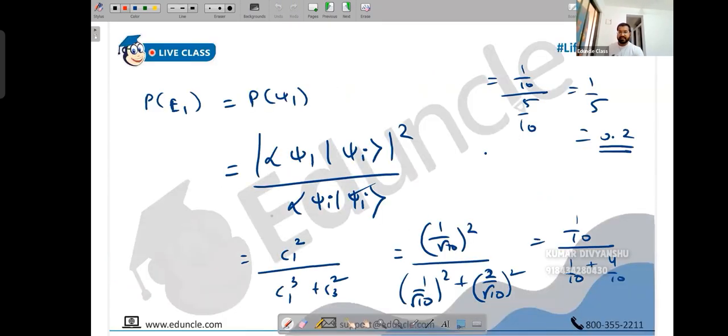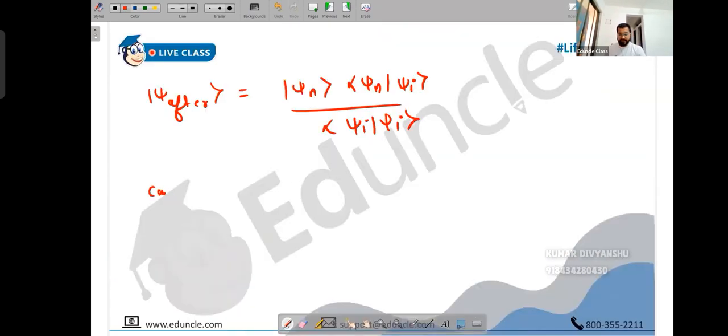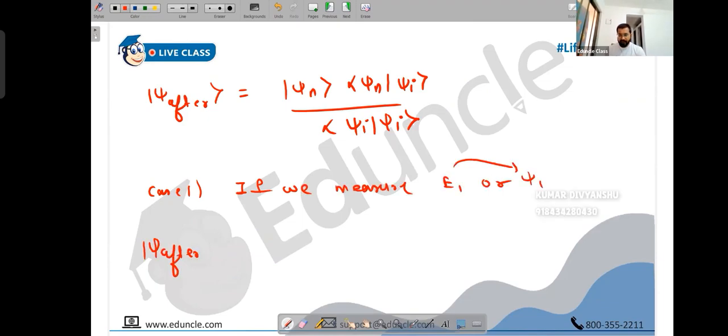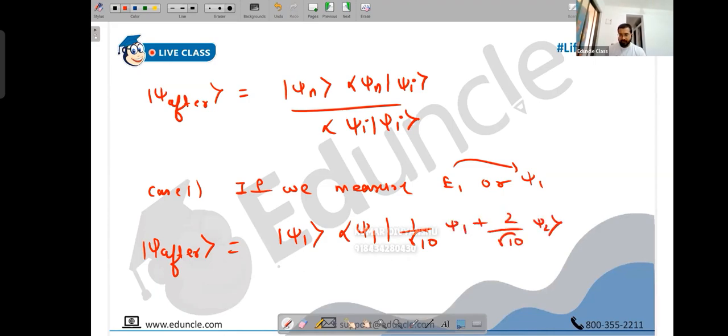So that we can check using the original formula for psi after. Let's write case 1. If we measure E1, or basically you can say psi 1, the corresponding wave function is psi 1. So what will be psi after, the wave function after the measurement? Psi n is psi 1. You have to multiply this with psi I. What is psi I? Psi I is 1 upon root 10 psi 1 plus 2 upon root 10 psi 2, the whole upon psi I psi I that we have calculated already. It comes out to be 4 by 10.